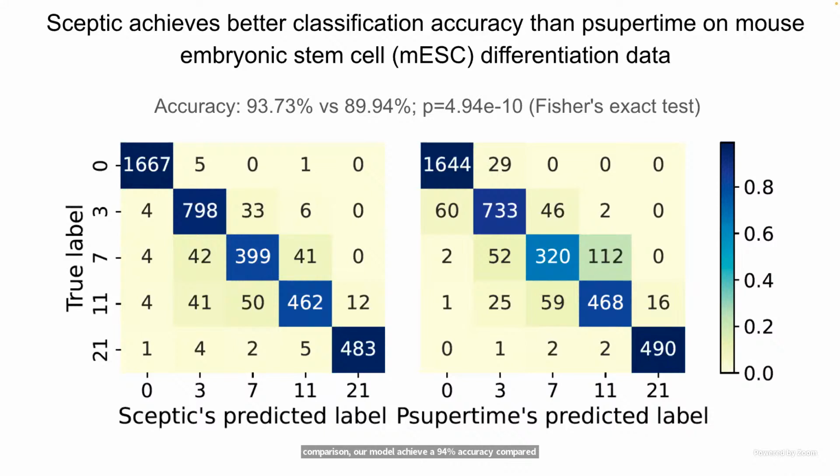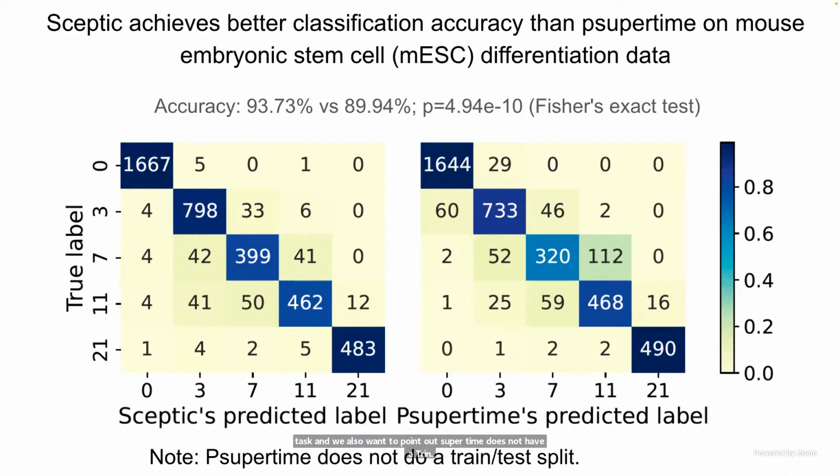The improvement is significant according to a Fisher exact test. We also want to point out that Pseudotime does not have a train-test split. It's simply the training performance. So despite the bias towards Pseudotime, we are still outperforming it.